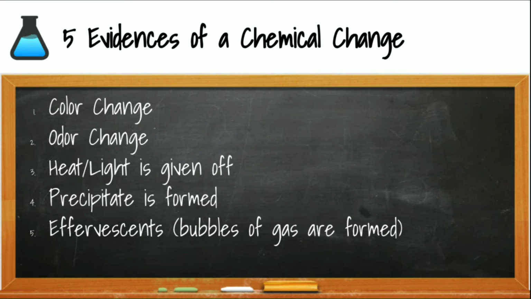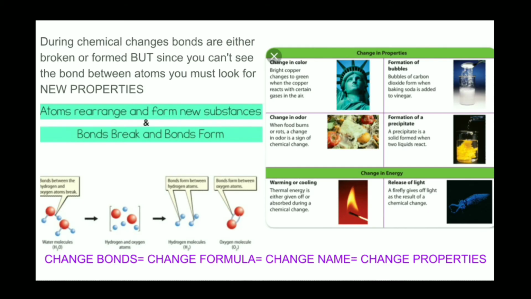None of these indicators are exact proof that a chemical change has occurred, but they're an indication that a chemical change may have occurred, and maybe you should test for the properties to see if you've indeed created a new substance. These 5 evidences include a color change, an odor change, heat or light being given off, a precipitate being formed, and effervescence. The first evidence is a change in color.